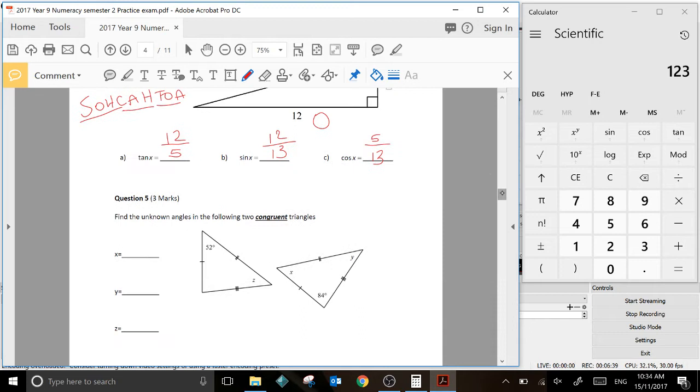Question 5. Find the unknown angle in the two congruent triangles. Right, since they're congruent, what that means is every matching angle should equal each other.